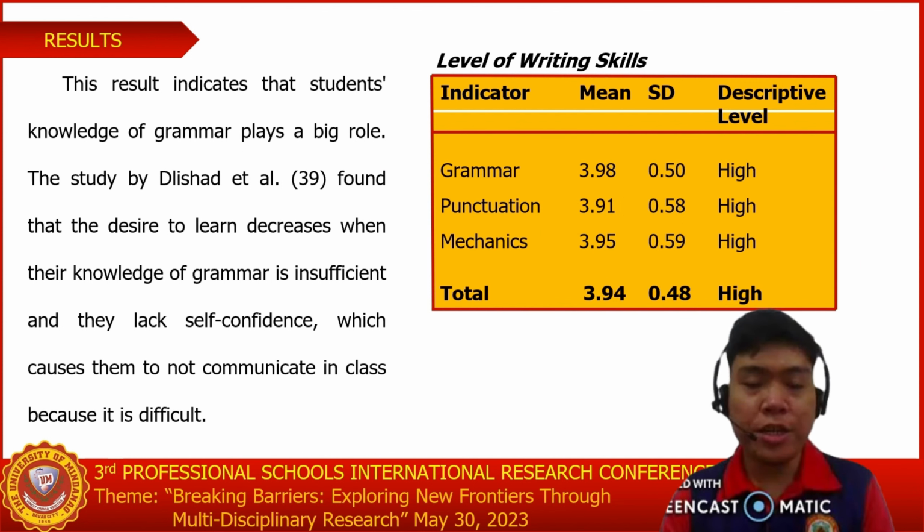The study by Dleshad et al. found that the desire to learn decreases when their knowledge of grammar is insufficient and they lack self-confidence, which causes them to not communicate in class because it is difficult.